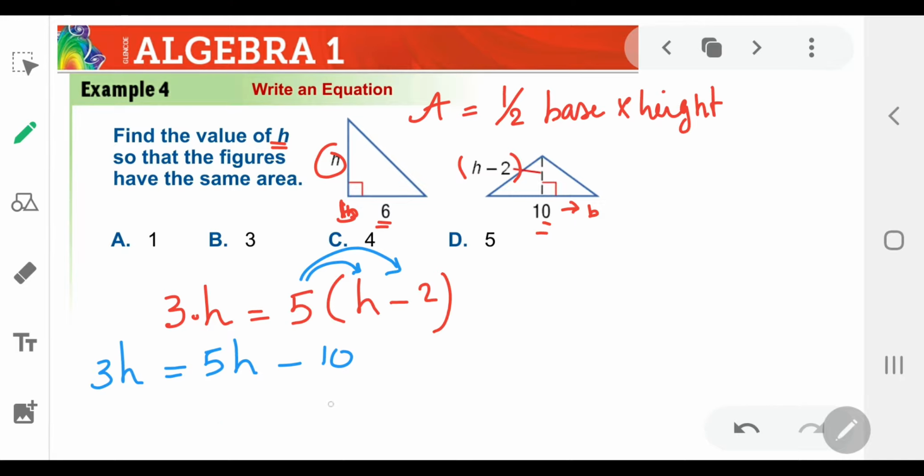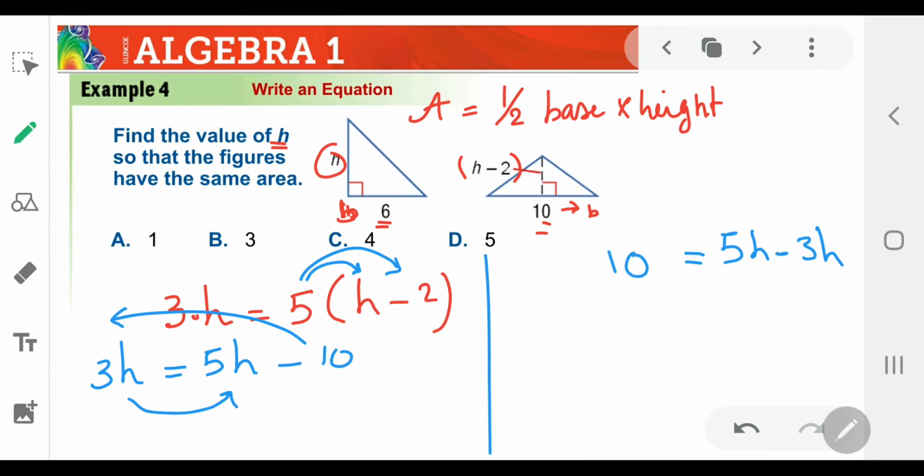As introduced earlier, put all the variables on one side. To avoid having negative signs with the variable, drag the smaller coefficient to the bigger coefficient. So I'm dragging the 3h to the 5h with opposite sign, and I'm dragging the negative 10 to the left-hand side. So on the right-hand side I have 5h minus 3h. On the left-hand side I have the negative 10 with the opposite sign, which is positive 10.